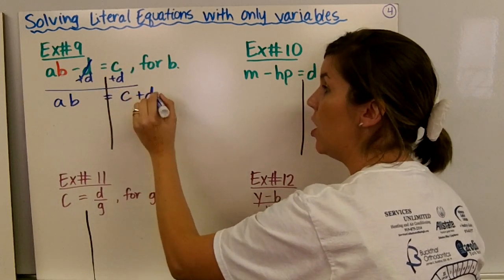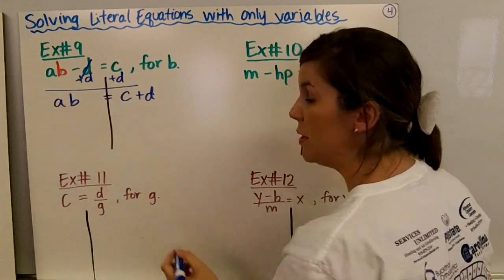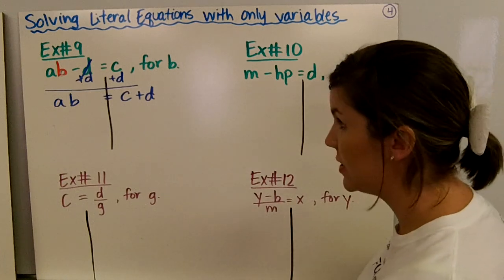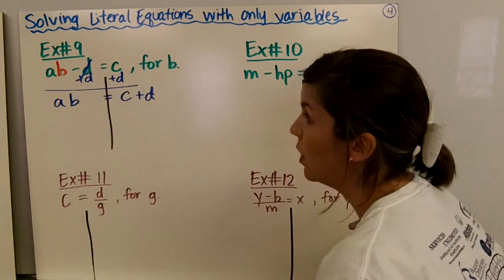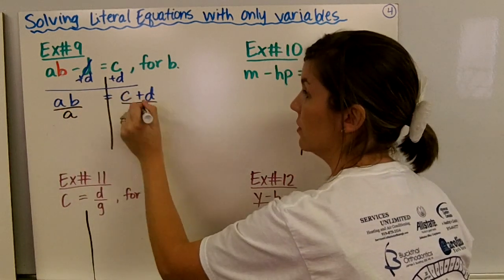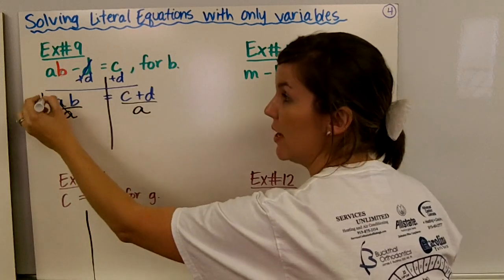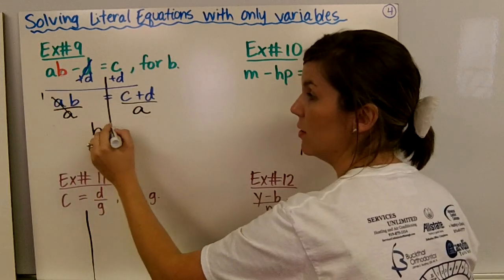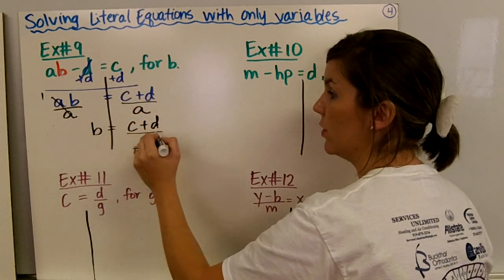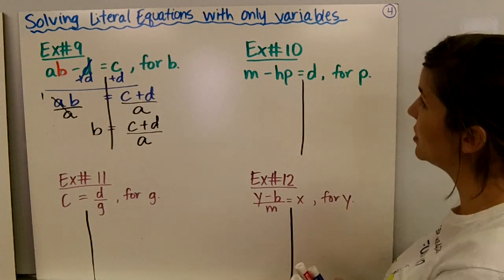Now C and D are not like terms, so I cannot combine them. I still don't have B by itself. So what I'm going to need to do is divide by A. Divide by A, because it was A times B, so the opposite is to divide. A divided by A is 1. So now I have 1 times B, B, equals C plus D all over A. And there's your answer.